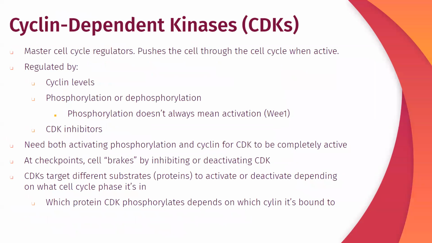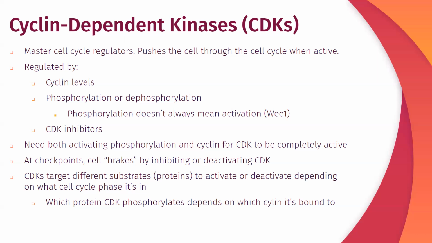All right, so an important factor of the cell cycle in general is CDK. Laura likes calling them the master cell cycle regulators. Different CDKs push the cell through the cell cycle when active. There are specific ways that CDKs can be regulated; we talk about different ones in class. Right now, we're going to be focusing on cyclin levels, and phosphorylation or dephosphorylation, which doesn't necessarily mean activation or deactivation.